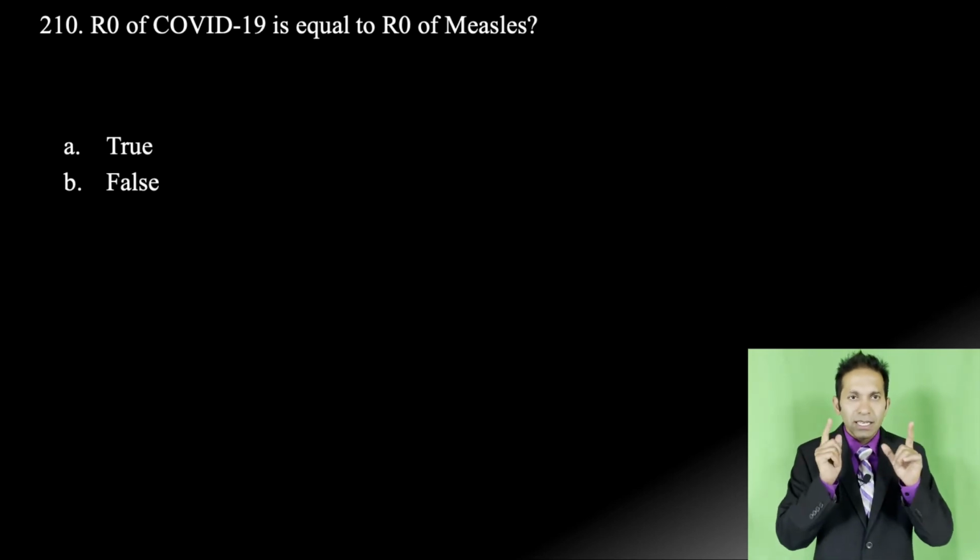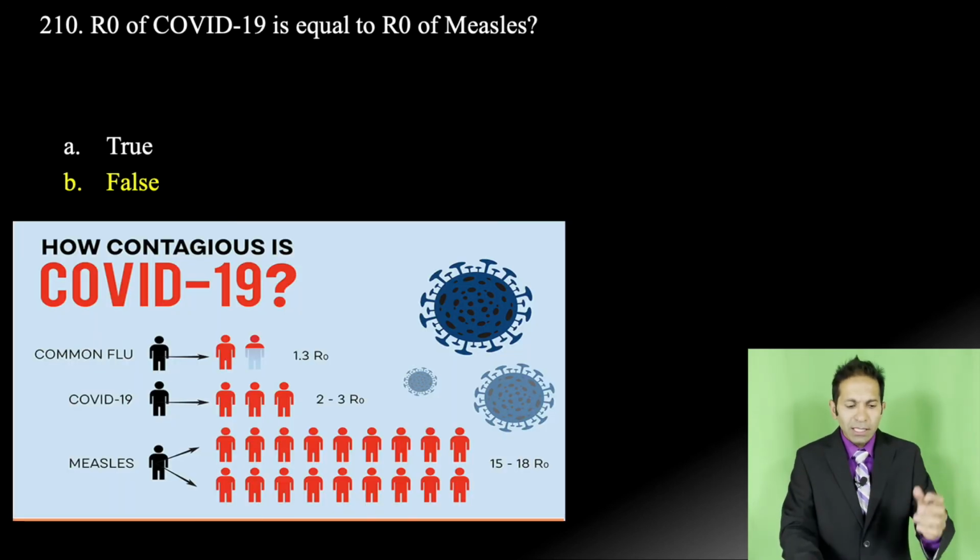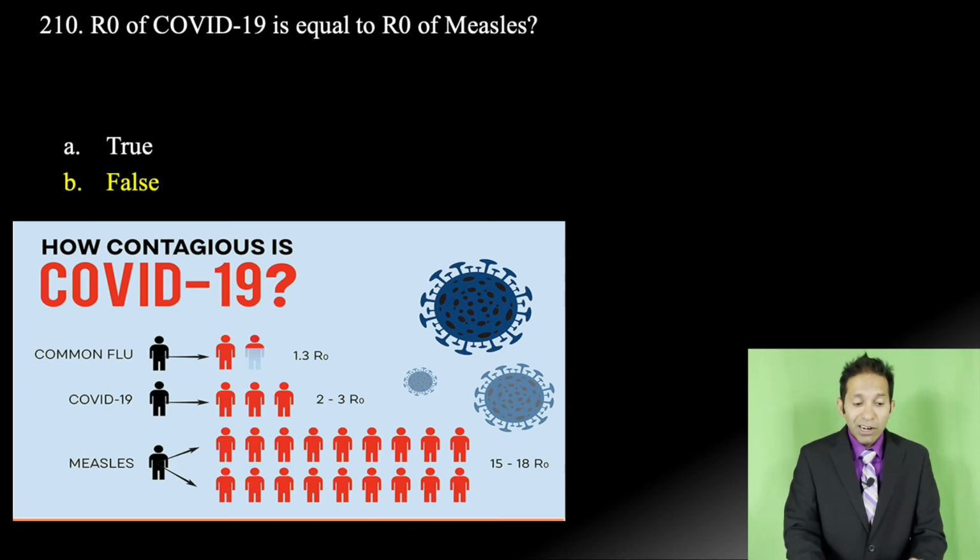Question number 210. R0 of COVID-19 is equal to R0 of measles. Is that true or false? This statement is false. Measles R0 is 15 to 18. COVID-19 R0 is 2 to 3. Common flu is 1.3. So let's talk about R0. What is that? Let's go to next slide.